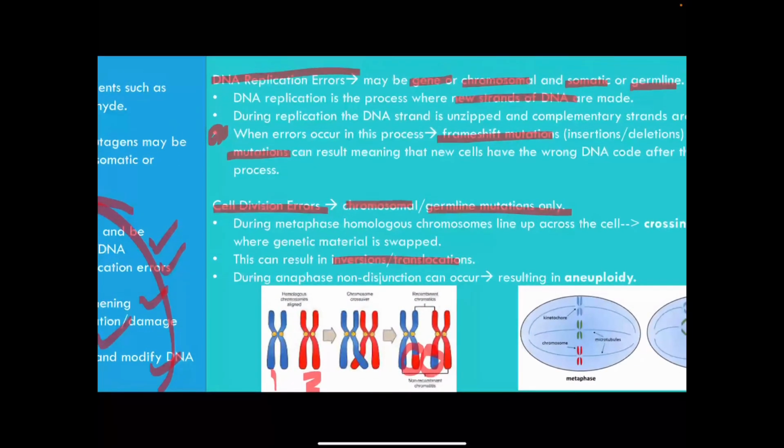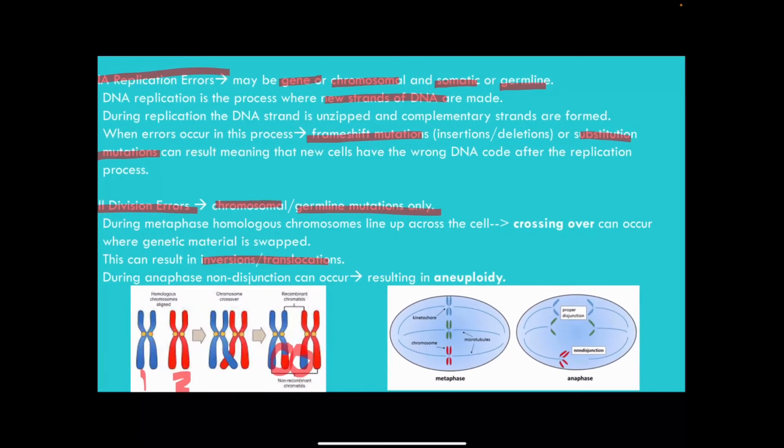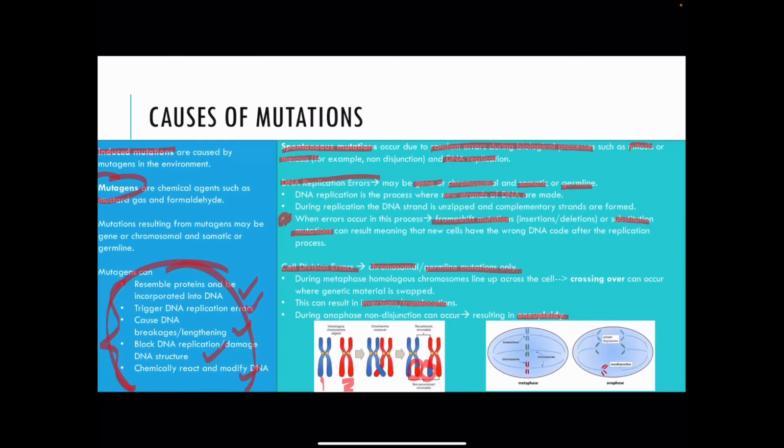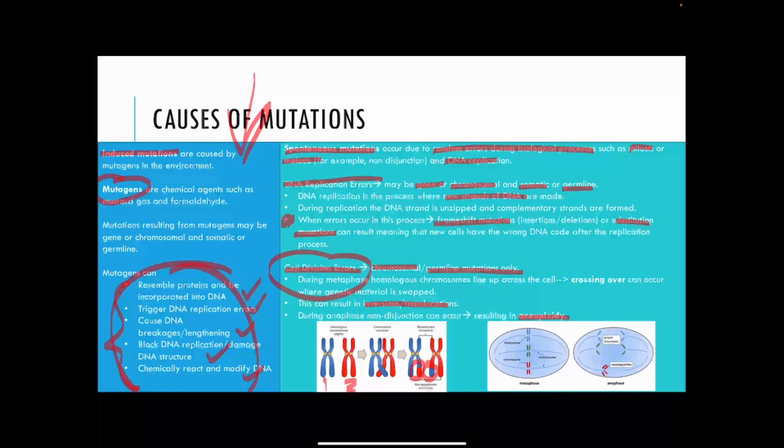In addition to that, we've got non-disjunction occurring during anaphase, resulting in aneuploidy. I talked before about non-disjunction in terms of how it's a chromosomal mutation. Remember that this is a type of spontaneous mutation because it occurs during cell division. So over here, with our induced mutations, we've got exposure in the environment to mutagens, and then over here with our spontaneous mutations, we've got random errors occurring during biological processes.